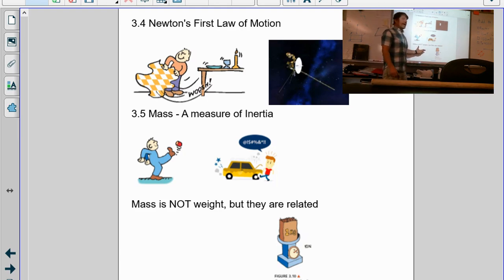So mass is not weight. Again, it is not weight, but they are closely related. So here on Earth, we can take 1 kilogram, put it on a scale, and it would read approximately 10 newtons or 2.2 pounds.